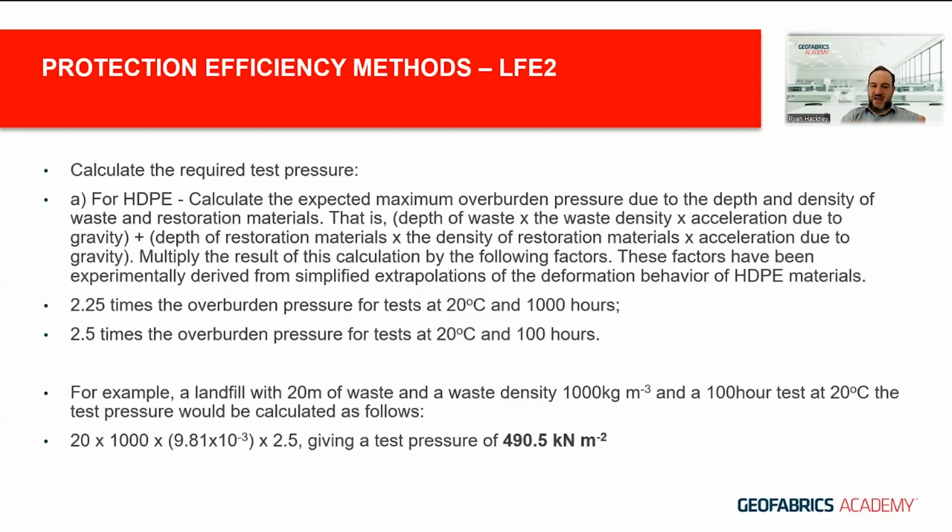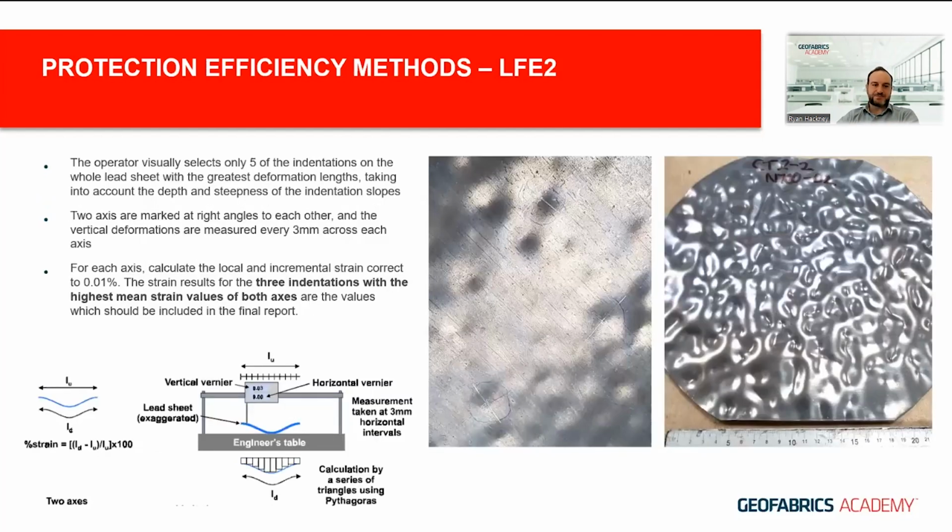So the example of a calculation there at the bottom: if we've got a landfill with 20 meters waste depth, it's got a waste density of a ton per cubic meter, and we're doing a 100-hour test, we can then apply that 2.5 times calculation factor, and we end up with a test pressure in this particular example of 490.5 kPa. So the method actually defines how you calculate and apply stress for the test.